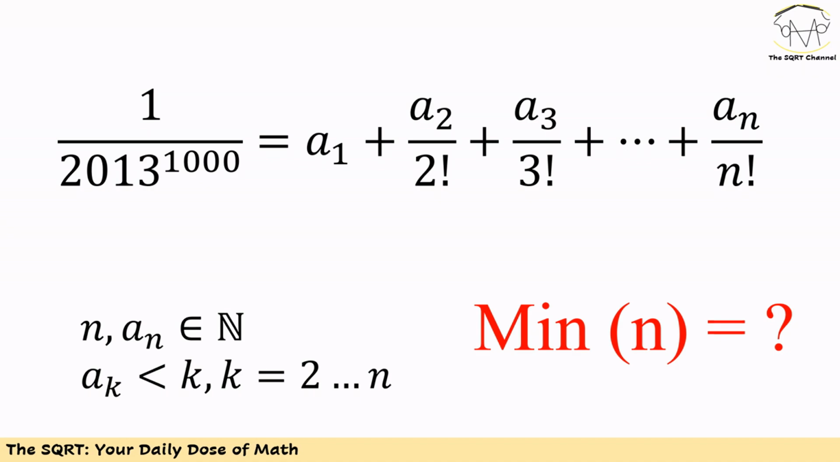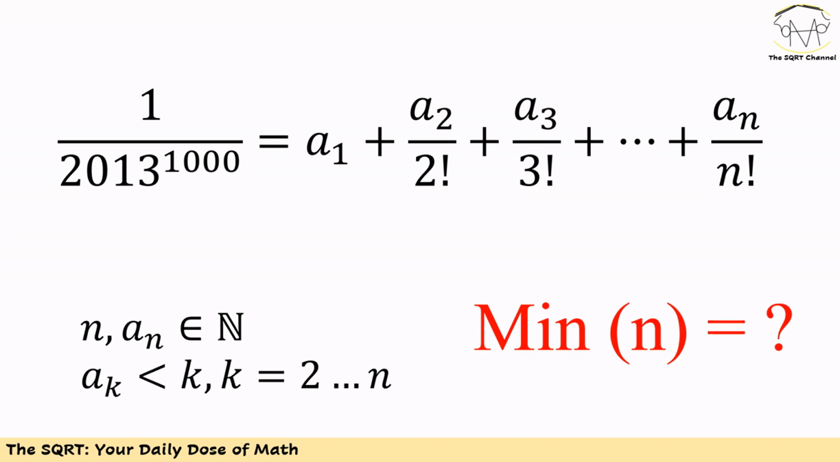To wrap up, let's summarize what we've done to solve this problem. We wanted to find the smallest n that we can have so that n factorial is going to satisfy this equation. First, we saw that if we multiply both sides by n factorial, we are going to have an integer. On the other hand, we saw that this is not going to be the case for n minus 1 factorial. After that, we calculated n factorial over 2013 to the power of 1000. We saw that we just need to find n factorial over factors of 2013.